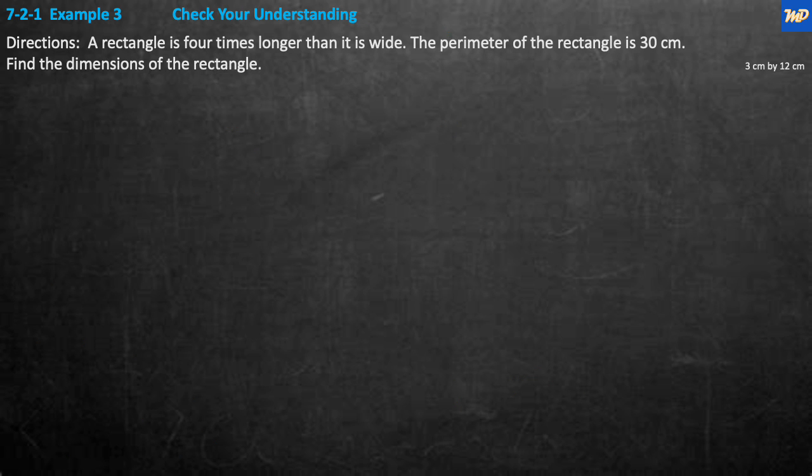Okay, example 3, check your understanding. Directions: A rectangle is 4 times longer than it is wide. The perimeter of the rectangle is 30 centimeters. Find the dimensions of the rectangle. Remember, you're going to be dealing with length and width. That's basically what we're looking for. They want to know what the width is and what the length is. So I'm going to pause for you. I am going to wait for you to do that and solve this problem.